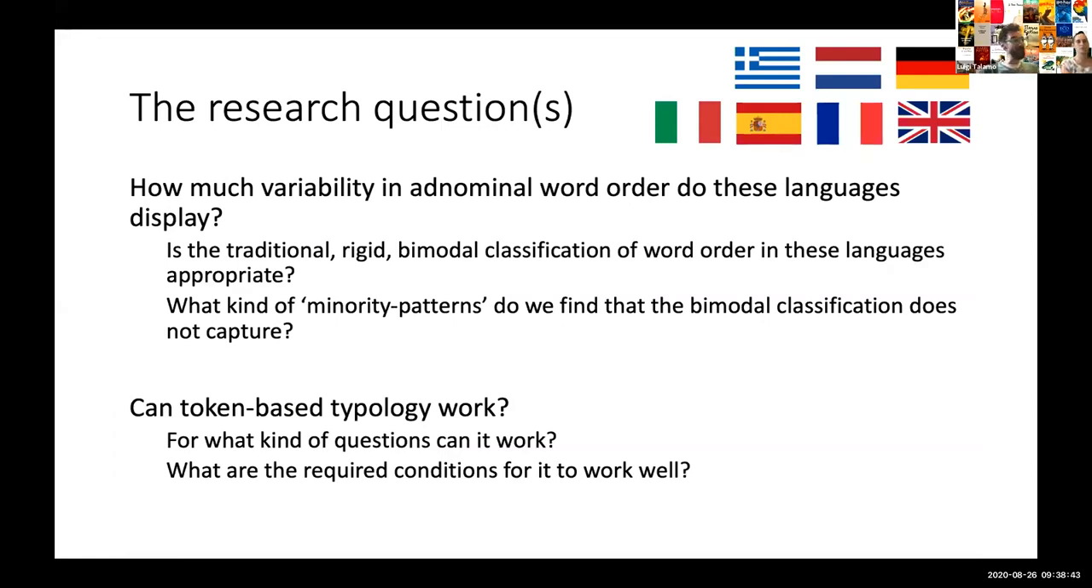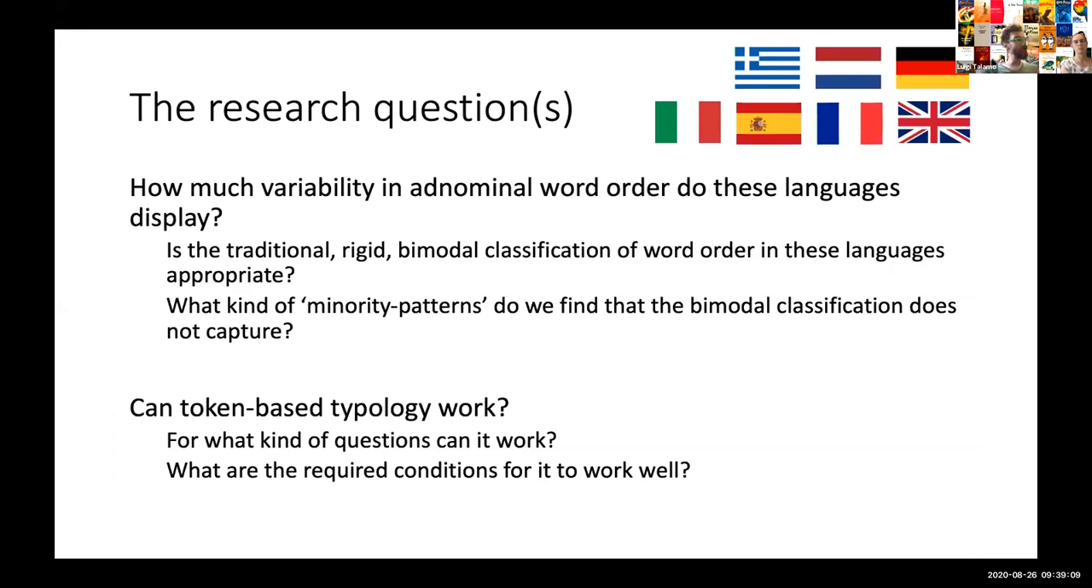So the research questions are: how much variability in adnominal word order do these languages display? Is the traditional bimodal classification of word order in these languages appropriate? What kind of minority patterns do we find that the bimodal classification does not capture? And more methodologically, can token-based typology work?